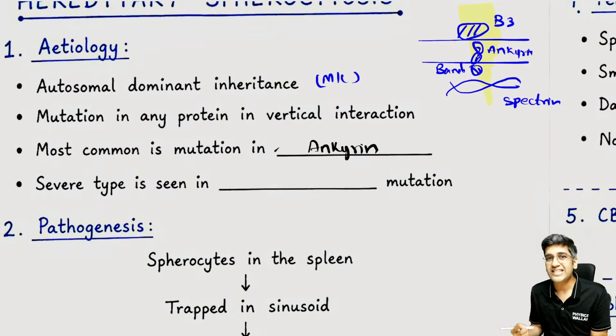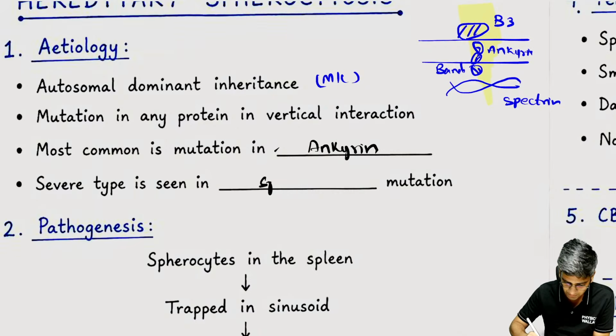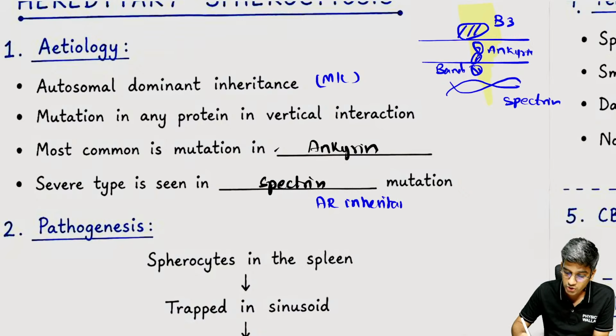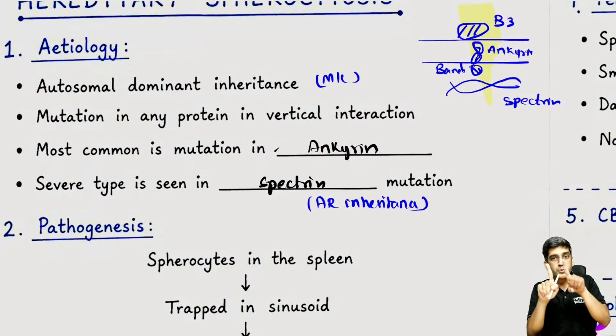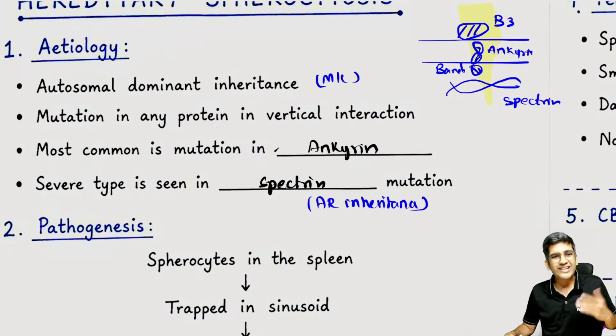They are not very severe disease, but there's a possibility for me to have a very severe disease also. Can anyone tell me what's the most severe type of mutation? Which mutation will result in severe hereditary spherocytosis? That is spectrin mutation. Spectrin is severe for the only reason that spectrin is inherited in autosomal recessive inheritance. Because autosomal recessive, you'll have two mutations, right? Both the alleles are gone. Zero spectrin, obviously more severe, right? That's the reason it's more severe. You know the reason also, right?